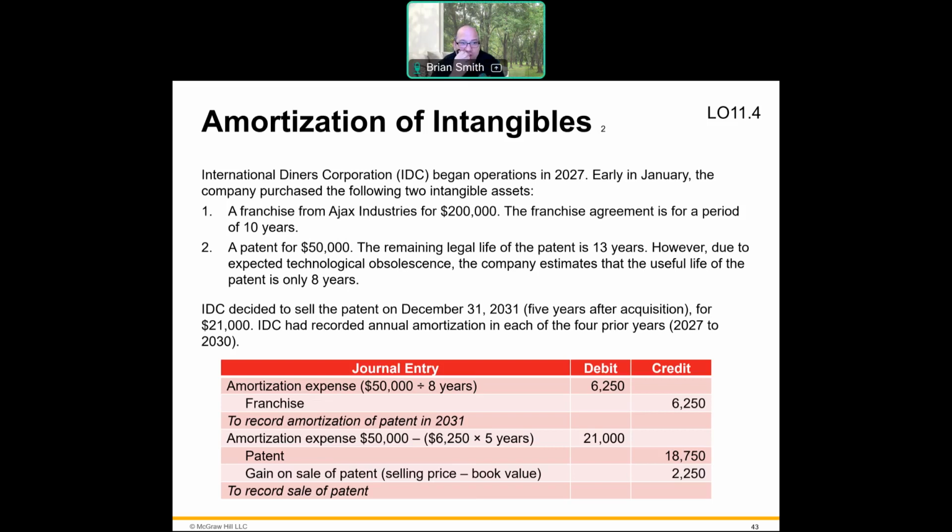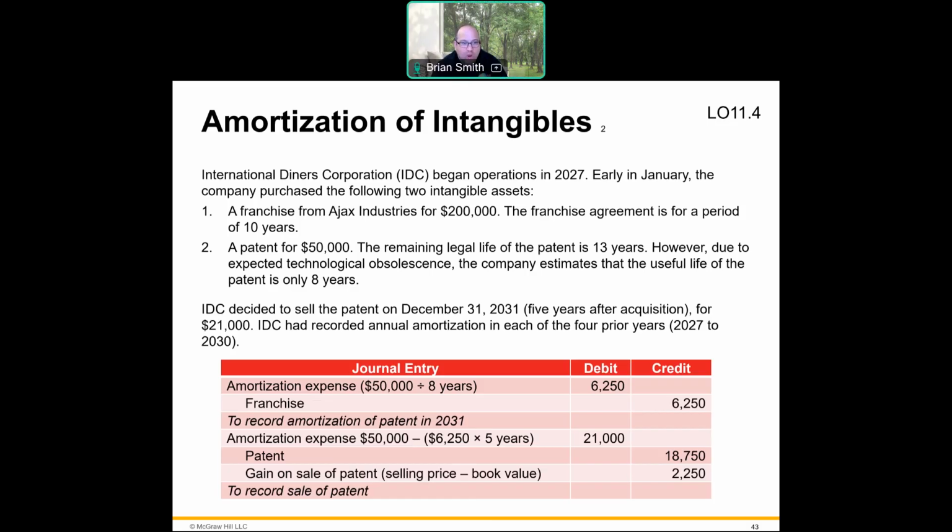Okay, this slide, I'm looking at this. Literally number 2, a patent for $50,000. What does that even mean? So we've acquired this patent after 50 years. Sorry, 5 years. We sell it for $21,000.